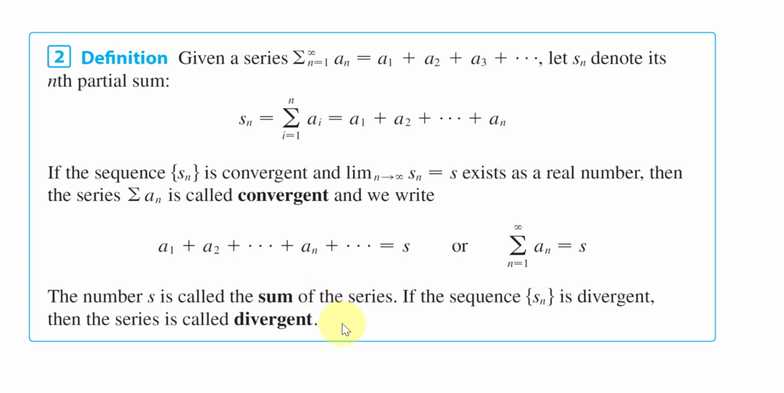So s is called the sum of the series, and if that sequence of partial sums is divergent, meaning it doesn't get closer and closer to a value, it might be that the sequence is getting closer to infinity, or it may be oscillating up and down between two values, or it just isn't settling on any particular value. Well, if that sequence is divergent, in other words, the limit of the s sub n's doesn't exist, then the series is called divergent.